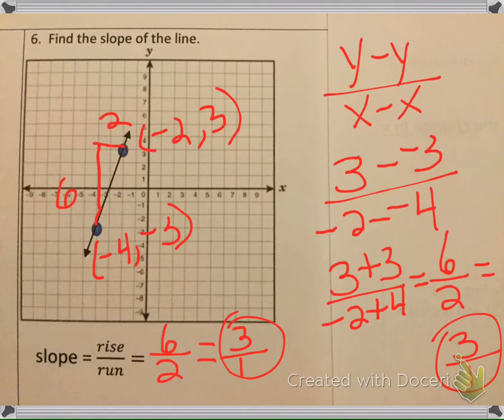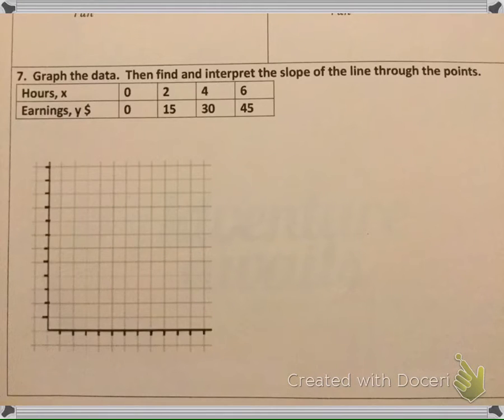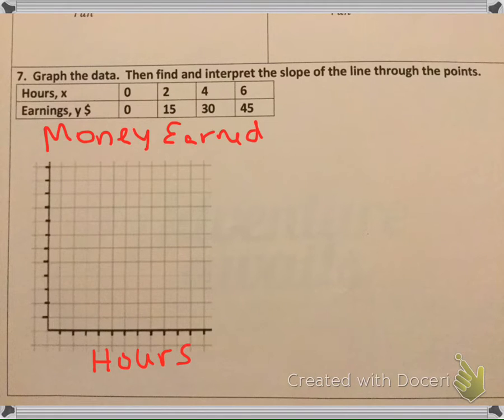Okay, and we have our last example. Okay, here it says to graph the data and then find and interpret the slope. Okay, whenever you have a graph like this, you should label it. Okay, let's call this hours. Let's call it money earned, and your title could be anything you want it to be. It just should make sense. Money earned. Okay, and you should always label your x and your y. So my x is hours. Okay, and your x is always time, and then my y is earnings.